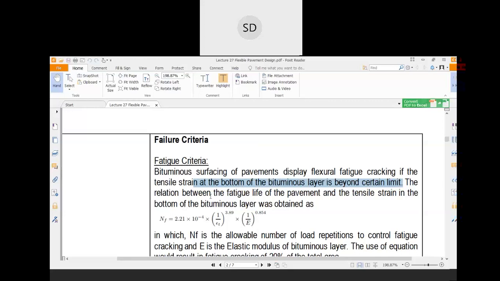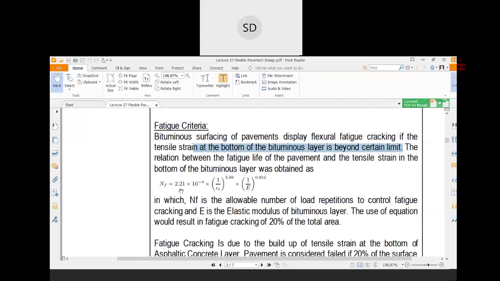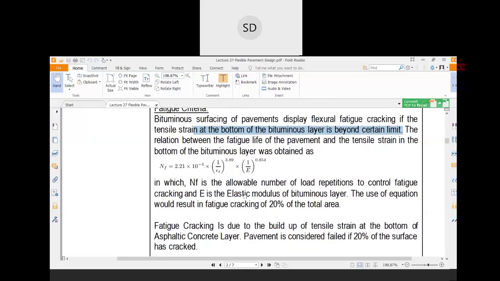Okay, so this is the equation where NF is the allowable number of load repetitions, that is the total number of load repetitions, and E is the elastic modulus of the bituminous layer, and epsilon E is the tensile strain which is generated at the bottom of the binder course. Now see this equation. This equation signifies the total number of load repetitions a pavement can take before it fails due to fatigue failure.